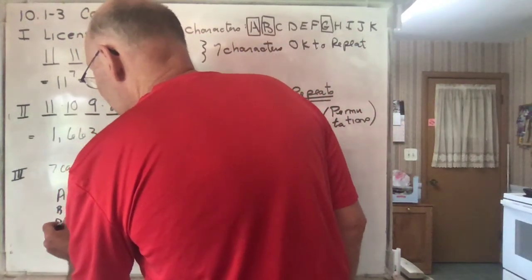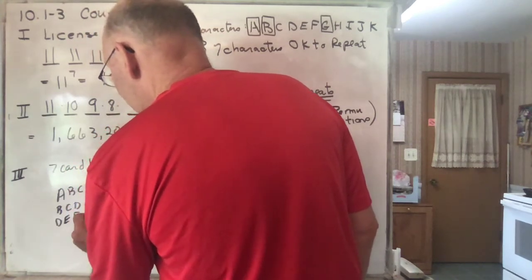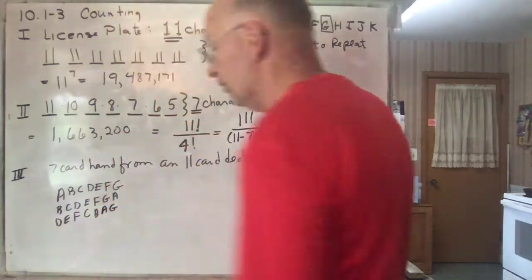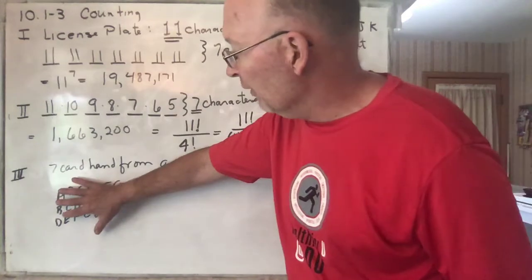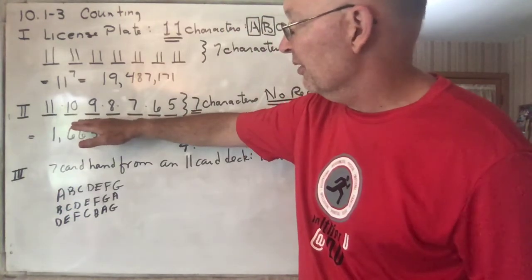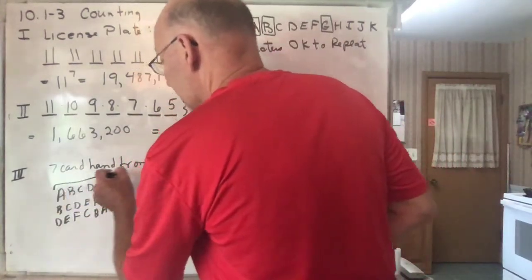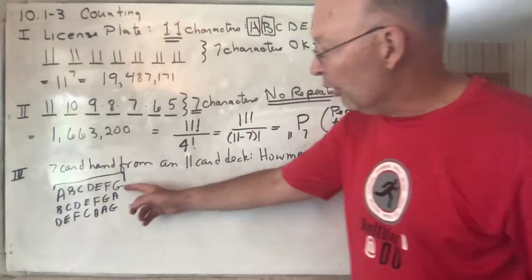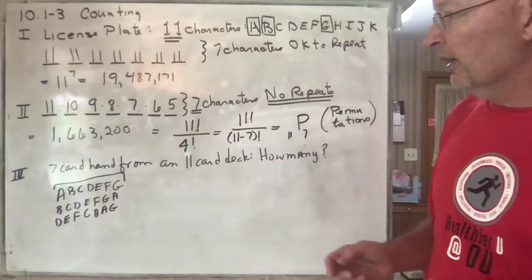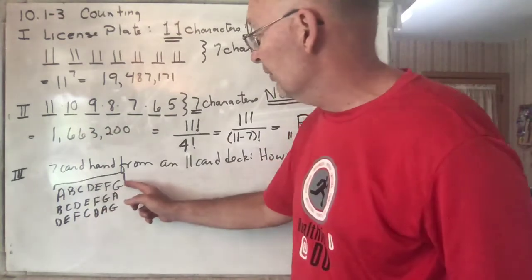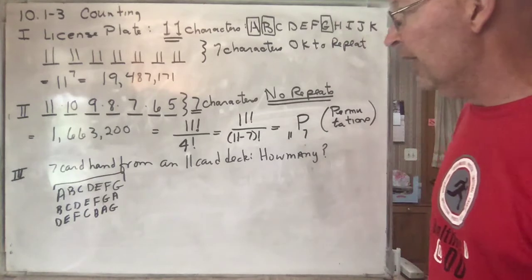D, E, F, C, B, A, G. I mean, you could put them in any order, right? So all of these things are different license plates, all using just these letters. They're all different license plates, but do you agree that they're all the same hand? Because when you have a hand, it doesn't matter what order they're in, it's still the same hand. You can rearrange them any way you want. They're still the same hand.